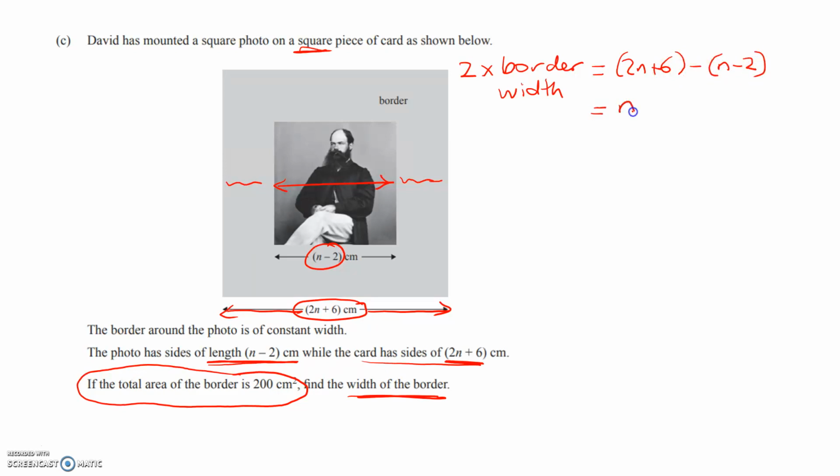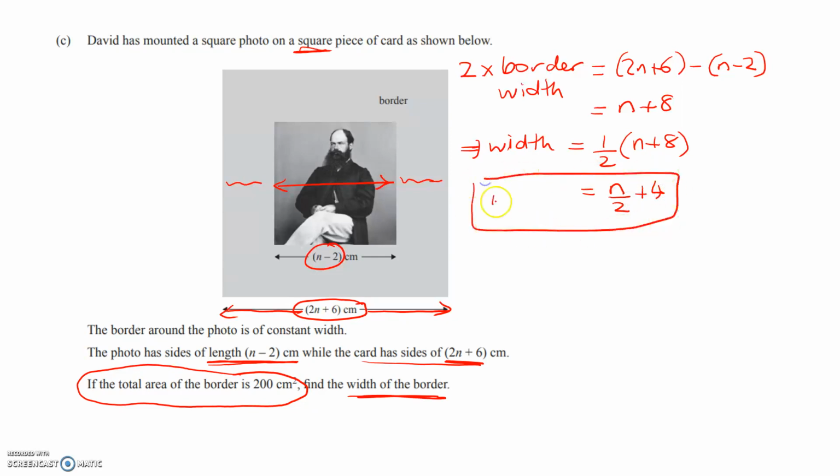So that gives me n plus 8. So what's the width? Well, the width is going to be half of that. So it's going to be half of n plus 8, which is n divided by 2 plus 4. So we're just going to park that there for now. And in some ways, that's the hardest bit of the whole question. Now let's think about what we know about the total area of the border. We know it's 200 centimetres squared.